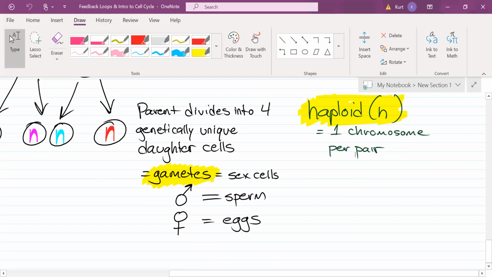So your new words: haploid, diploid, somatic, gametes. Know those. We'll continue this tomorrow.